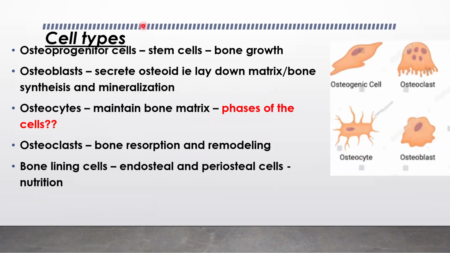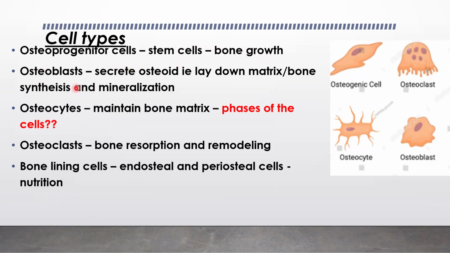Talking about the various cell types, we have about 6 cell types. The most important one is the osteocyte. But before then, we have osteoprogenitor cells. So osteoprogenitor cells are the stem cells. They are the ones that give rise to all the other cell types, and we have the osteoclast. The osteoprogenitor cells are stem cells that are responsible for bone growth.